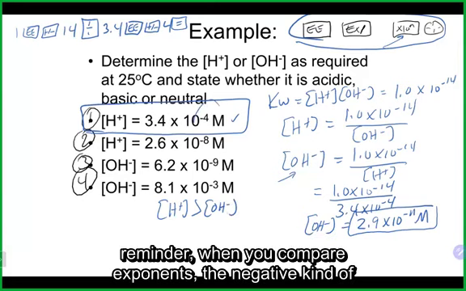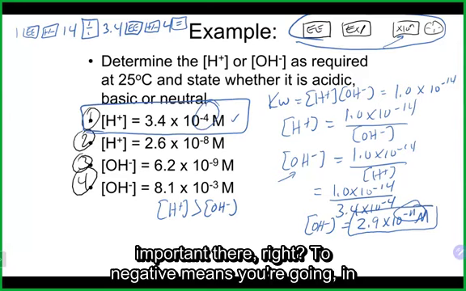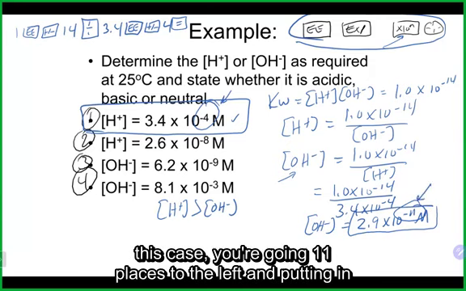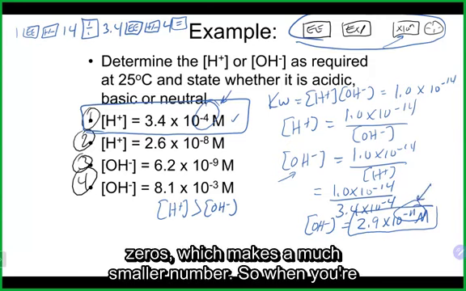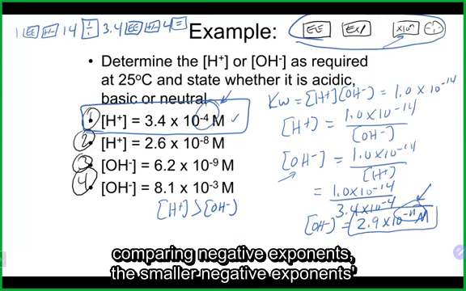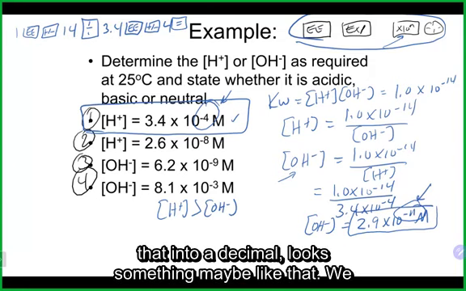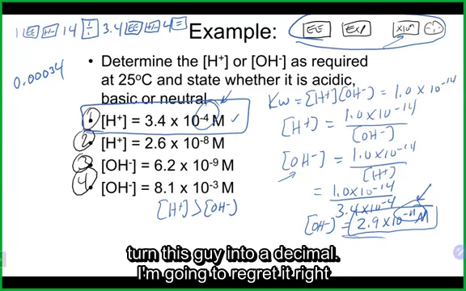A reminder, when you compare exponents, the negative is kind of important there, right? The negative means you're going, in this case, only 4 places to the left and putting zeros. In this case, you're going 11 places to the left and putting zeros, which makes a much smaller number. So when you're comparing negative exponents, the smaller negative exponent is actually the larger number, right? Because again, if we turn that into a decimal, it looks something maybe like that. We turn this guy into a decimal.